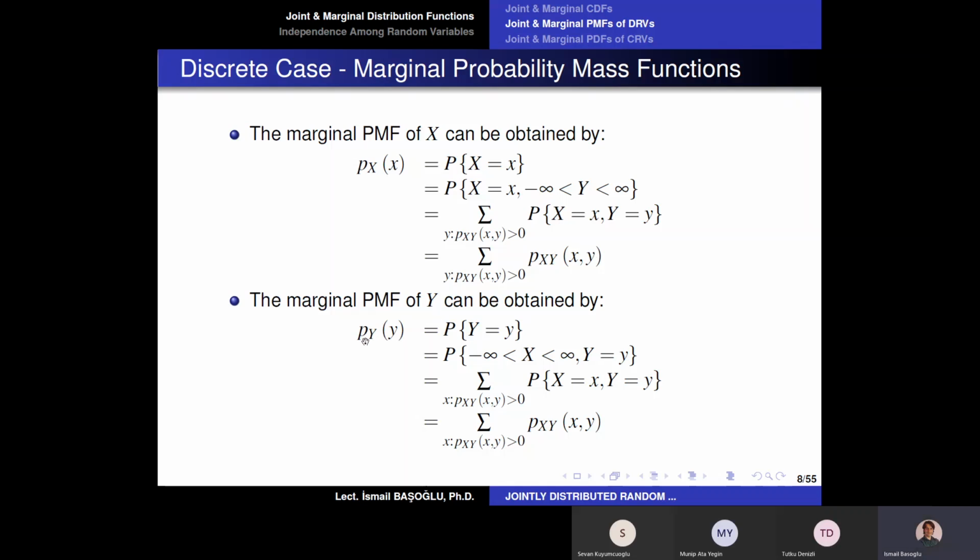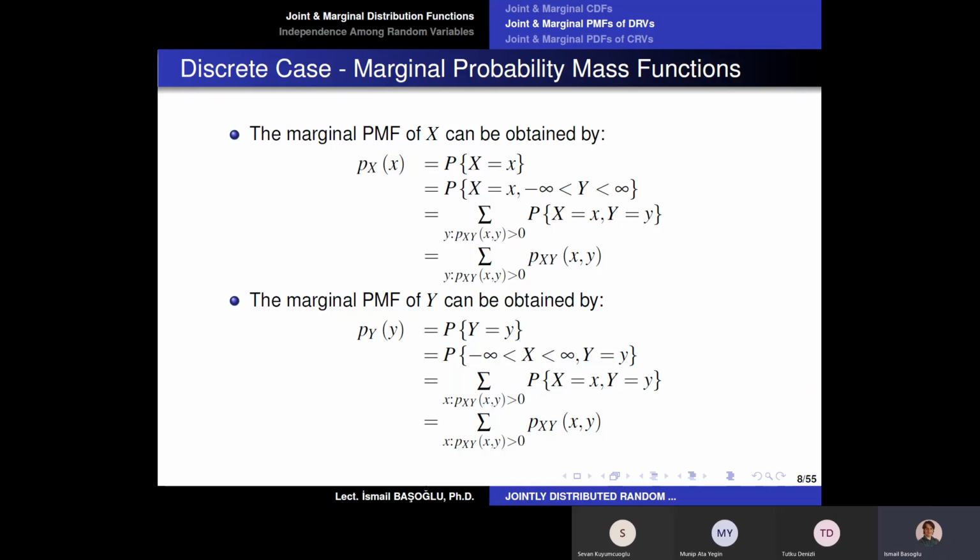And similarly, how can the marginal probability mass function of y be obtained? Again, the marginal probability mass function of y means the probability of Y being equal to any arbitrary real value y, and that can be represented as the intersection probability of Y being equal to y and X taking on any real value from -infinity to +infinity.